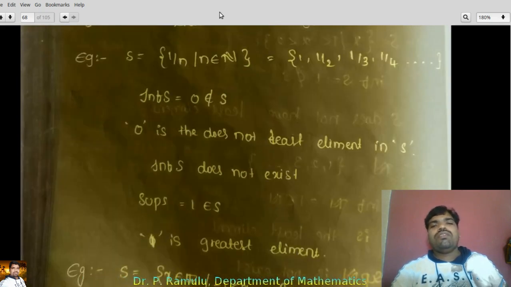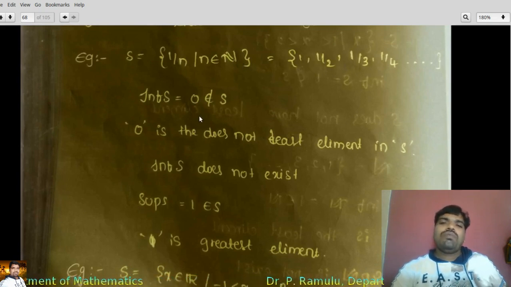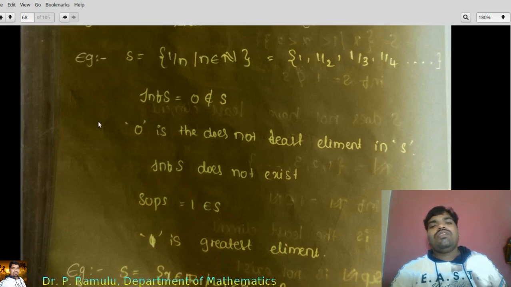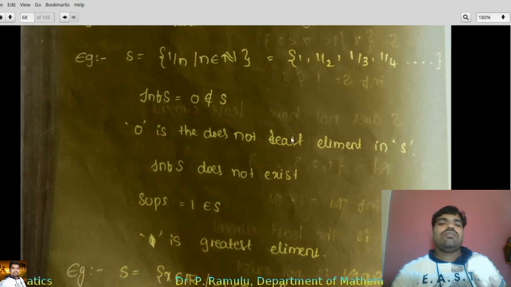Example, S is equal to the set of 1 by n, where n belongs to N: 1, 1 by 2, 1 by 3, 1 by 4, and so on. The infimum of S is equal to 0, which does not belong to S, therefore 0 is not the least element of S. The infimum of S does not exist in S.